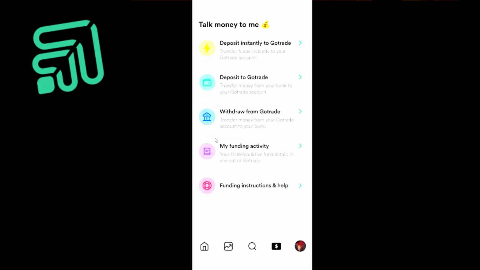So before you actually can use GoTrade, they will ask you about your ID, billing statement, and bank statement, and other stuff to make sure it is you and you're not going to use their app as a money laundering tool. Okay, so just follow instructions.